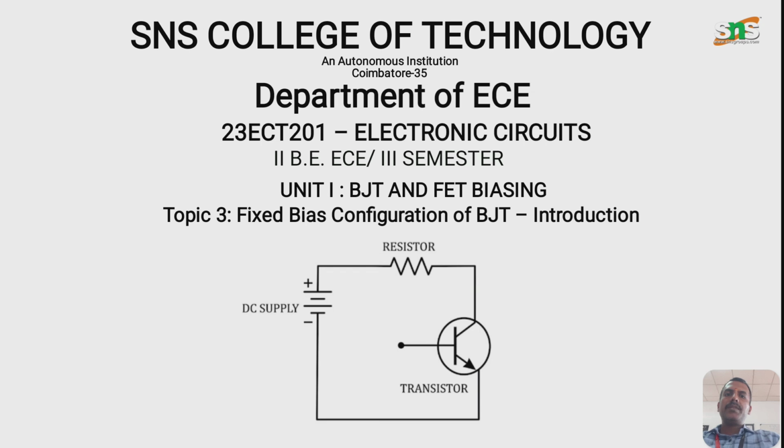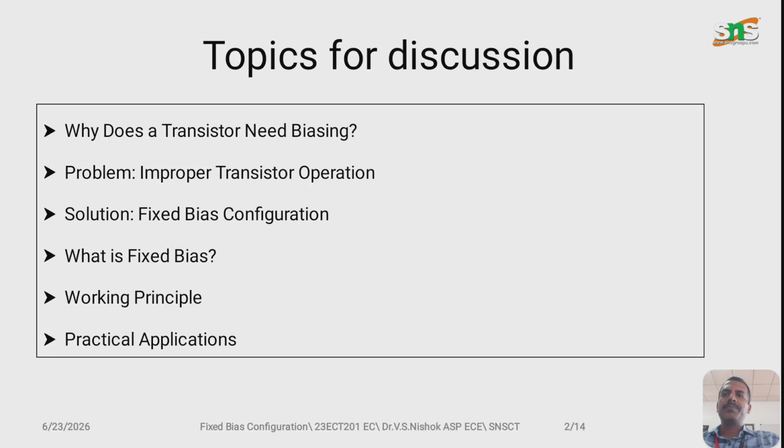In our previous videos, we have seen about the operating point and bias stability of the BJT transistor. In this video, as a continuation of it, we are going to see the simplest biasing technique called fixed bias configuration of BJT transistor. So, these are the topics that we are going to discuss in this video.